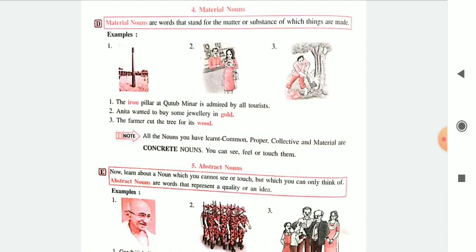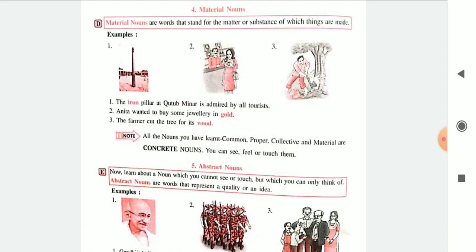iron, wood, glass, silver, aluminium, copper. All these are called materials from which something else can be made. So I hope you have got it. My windows are made of glass. So here windows are common noun, glass is a material noun. I think now you have enough examples to understand what we mean by material nouns.